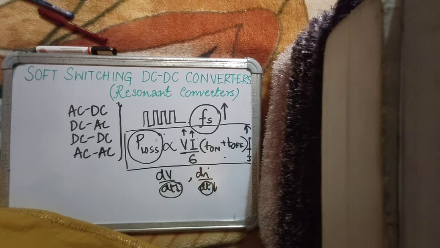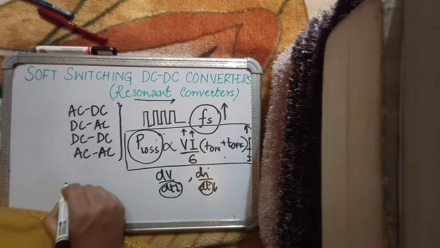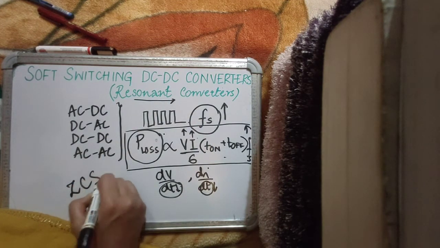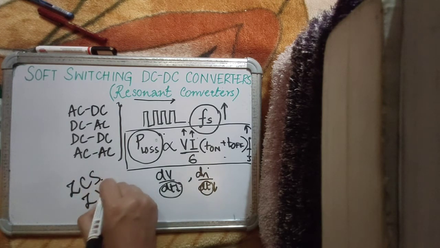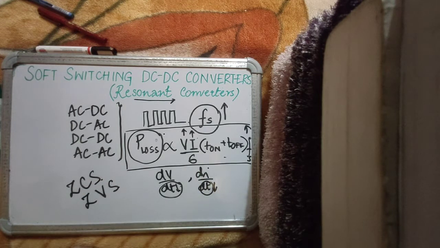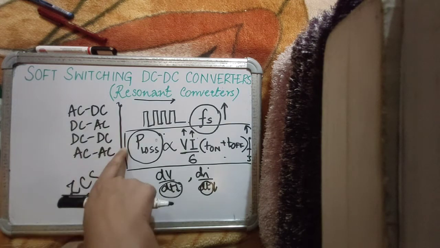The concept of soft switching DC to DC converters, or you can say resonant converters, is to cause something like a zero current switching, often called ZCS, or a zero voltage switching, also called ZVS. So basically they ensure that when a device undergoes commutation, whether it is turning on or turning off, during the switching there used to be voltage as well as current across the device, and hence there used to be some power loss.